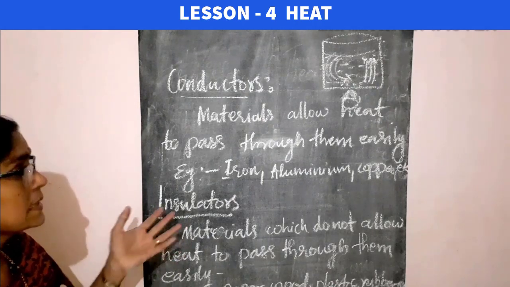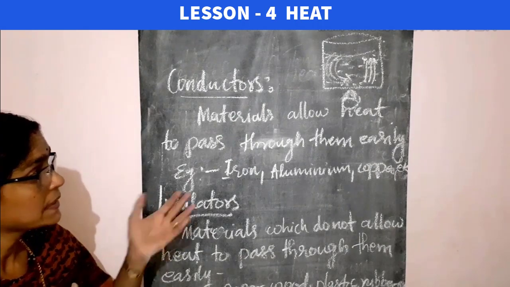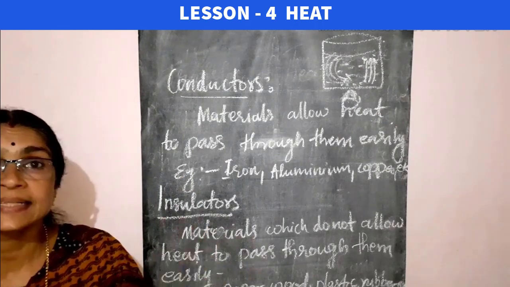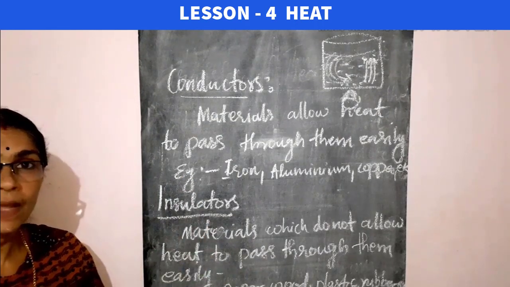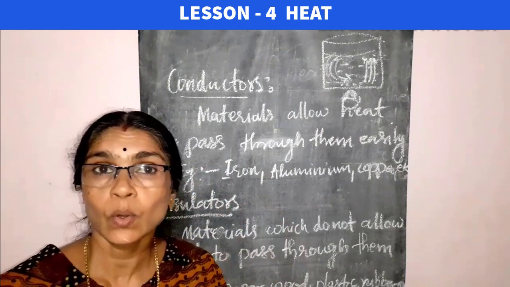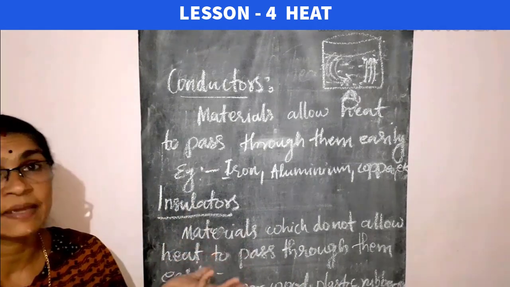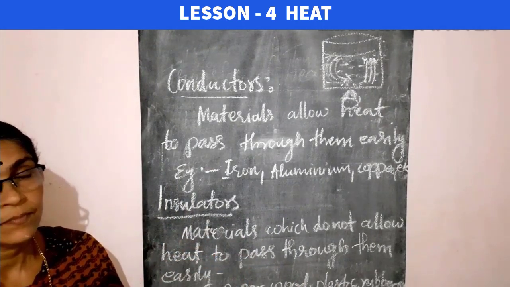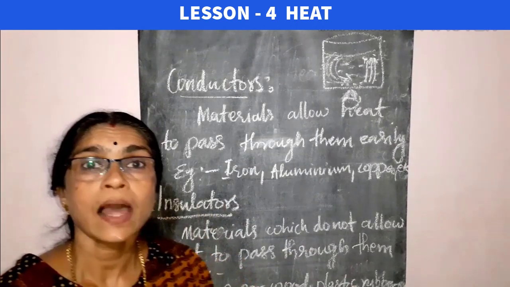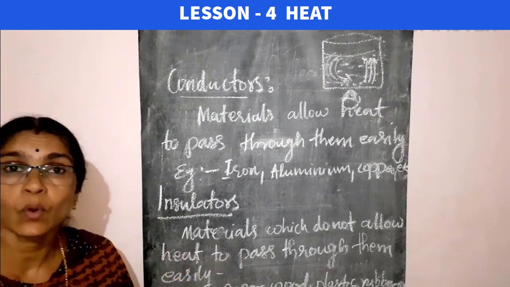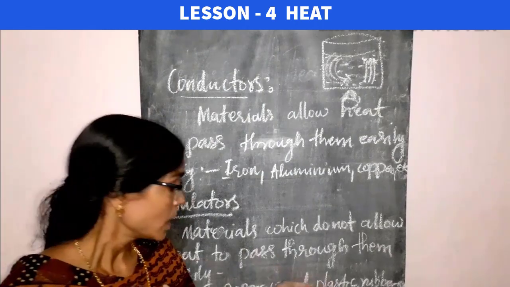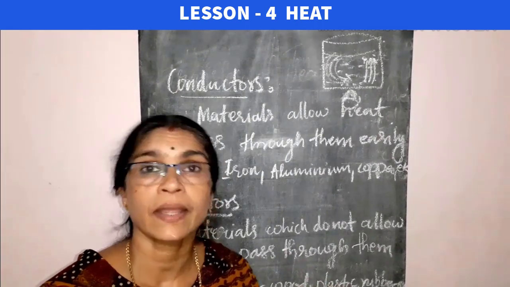As per the conductivity, materials are divided into two: conductors and insulators. The materials which allow heat to pass through them easily are called conductors. Examples: metals. The materials which do not allow heat to pass through them easily are called insulators. For examples: paper, wood, mica, plastic, rubber, etc.